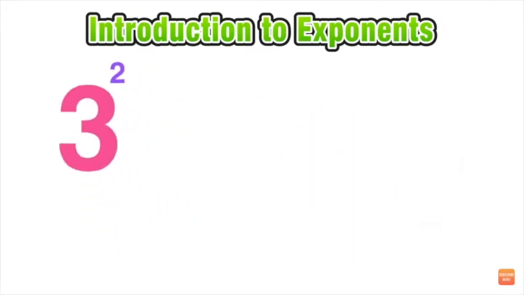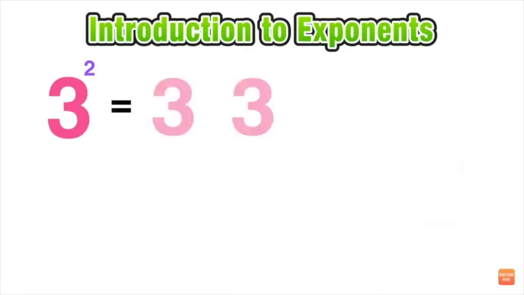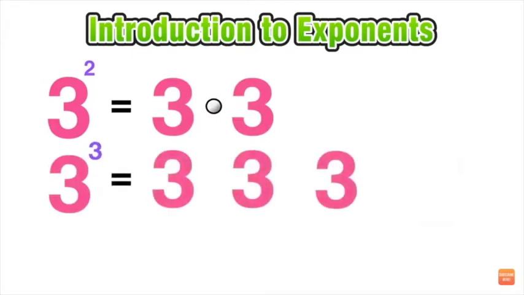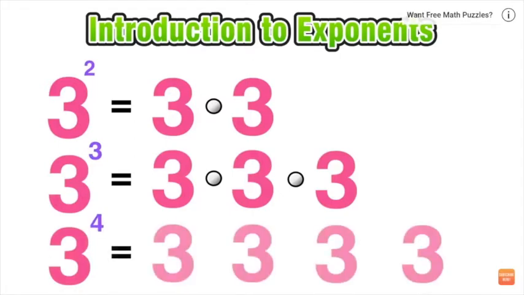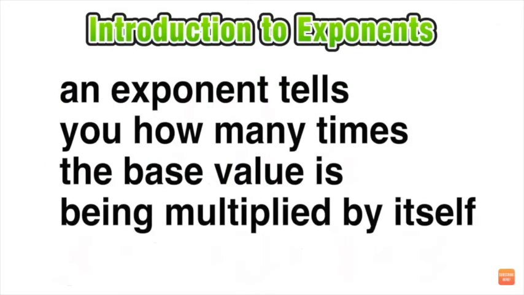And now we can extend this thinking. We know that 3 to the second power equals 3 times 3. We're multiplying 3 twice. 3 to the third power equals 3 times 3 times 3. We're multiplying 3 times. And of course, 3 to the fourth power is going to equal 3 times 3 times 3 times 3, or 3 multiplied 4 times. So now we can stop and make a conclusive statement, and that statement is that an exponent tells you how many times the base value is multiplied by itself.